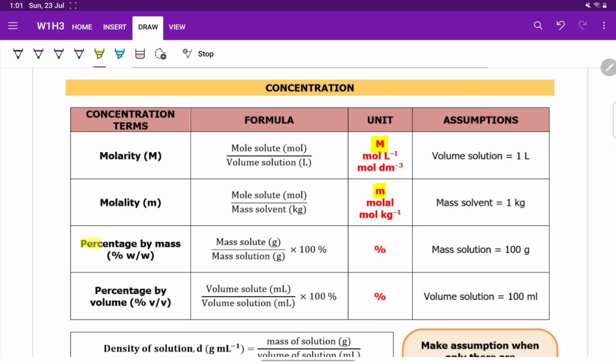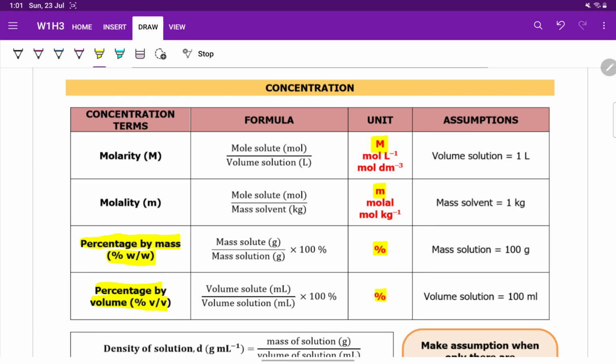Okay, and then we have percentage by mass. This is the symbol for percentage by mass. Mass of solute in gram over mass of solution in gram as well, times by 100. And the final unit is percent. Same goes with percentage by volume. Okay, so symbol dia percent V over V. Volume of solute in milliliter. And volume of solution also in milliliter times 100%.